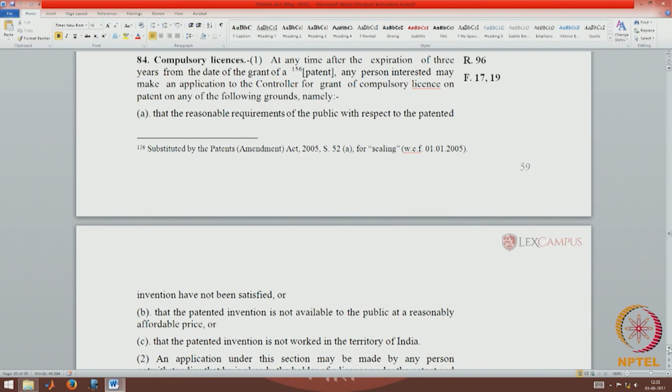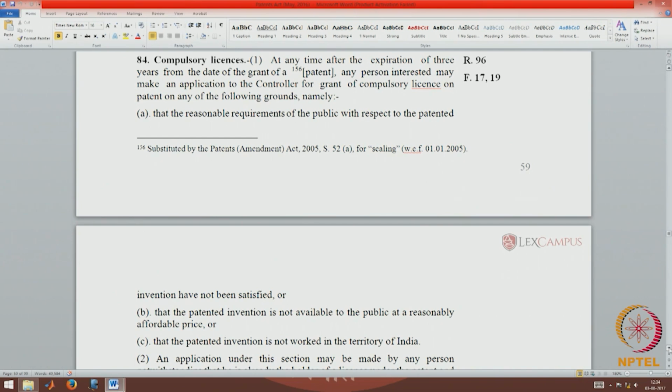Now, the first, A, was with regard to access. The demand was greater than the supply. So, the ground A was with regard to access. Ground B is not on access, but it is on affordability. So the drug may be available in every nook and corner of the country, but it is highly priced and it is not available at an affordable price. So, the second part or ground B pertains to affordability, whereas ground A was on access. So, B tells us that if the patented invention is not available at an affordable price.